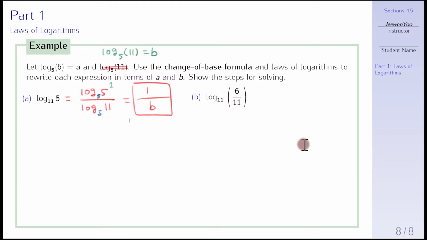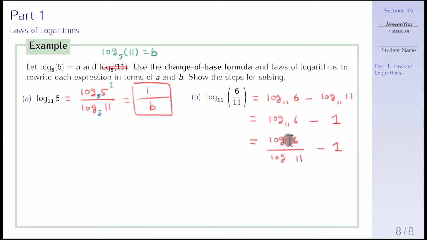Last question. Using the quotient law, we have obtained log base 11 of 6 minus log base 11 of 11. Oh, this one is good news. They cancel with each other, so the answer here is just 1. So changing this to 1 is easy. How about this one? To answer this question, we need to change this base in terms of base 5.